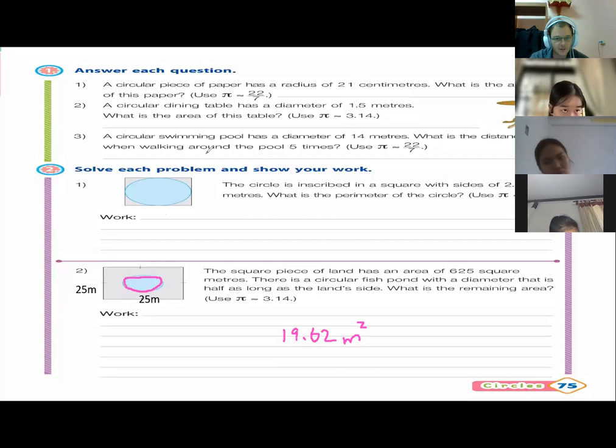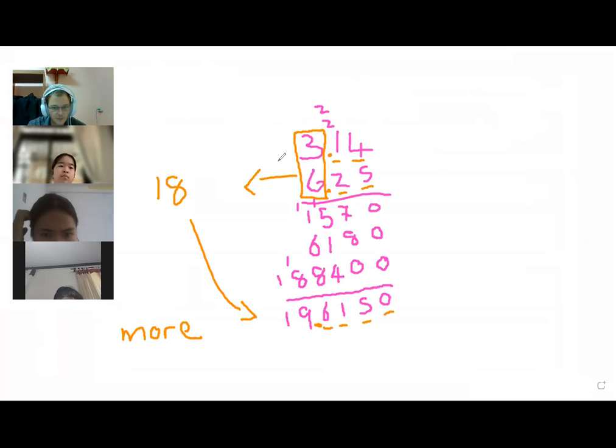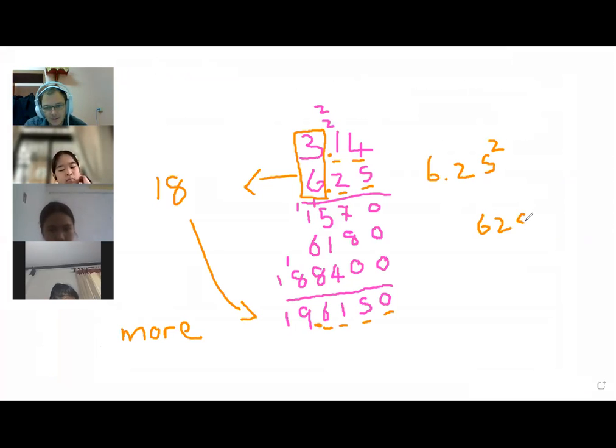Did we calculate this correctly? I don't think so. Did we do it correctly? Where's my whiteboard? Let's see. No, we didn't do it correctly. We should first do 6.25 squared before we do the multiplication. You guys not helping me here? We're all sleeping. I know it's Monday morning, but we have to pay attention.